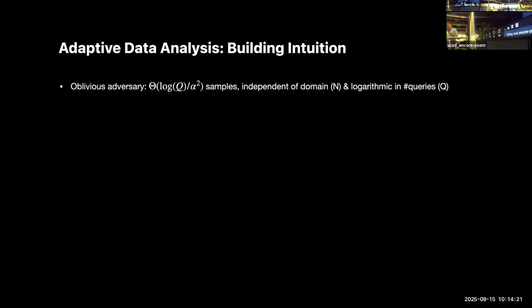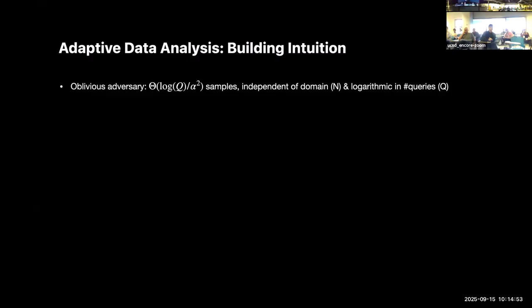Once you have 1 over alpha squared samples, you can get a very close answer. And once you invest a little bit more data points, your confidence increases very fast, exponentially. So that's how you end up with log Q over alpha squared, which is cool, I guess, because this is independent of the domain size big N, and also it is logarithmic in the number of queries, so a very sample efficient algorithm. And I guess also computationally efficient, because to do this, you just take the empirical mean.